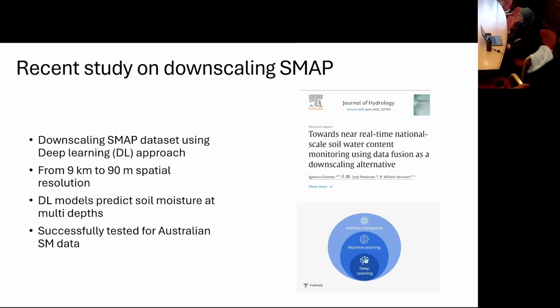So basically this team is trying to downscale the global SMAP dataset from 9 kilometers to 90 meters spatial resolution. Using deep learning models, they successfully predicted the soil moisture at multiple depths. And then they tested these models on Australian soil moisture datasets. Deep learning is actually a part of artificial intelligence, so it's a really advanced method to do the downscaling process, right?